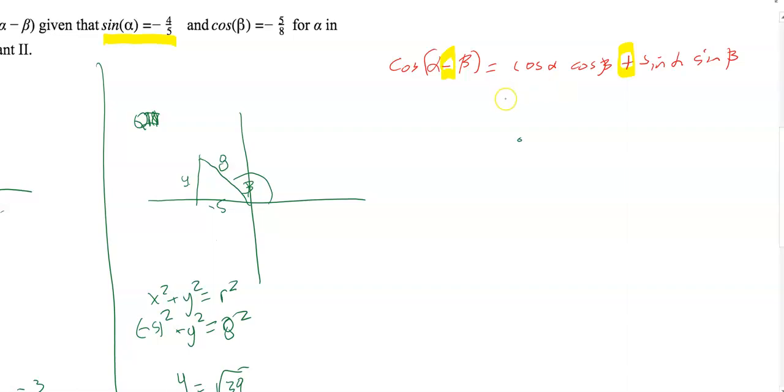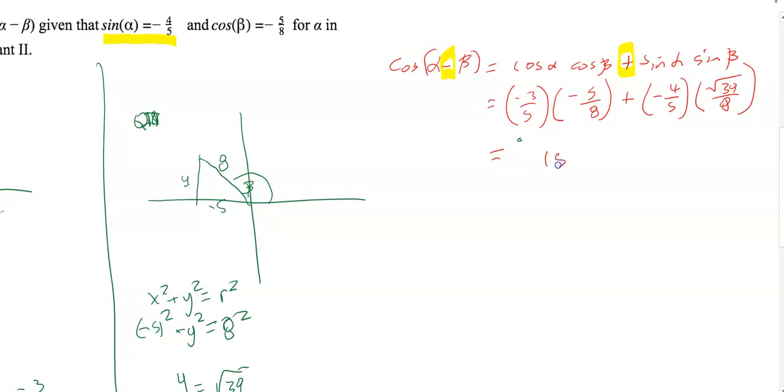Cosine of alpha is -3/5 times cosine of beta, which was -5/8, plus sine of alpha, which was -4/5, times the sine of beta, which worked out to be radical 39 over 8. We multiply through and simplify, and we end up with 15 minus 4 root 39 over 40. That's our final answer.